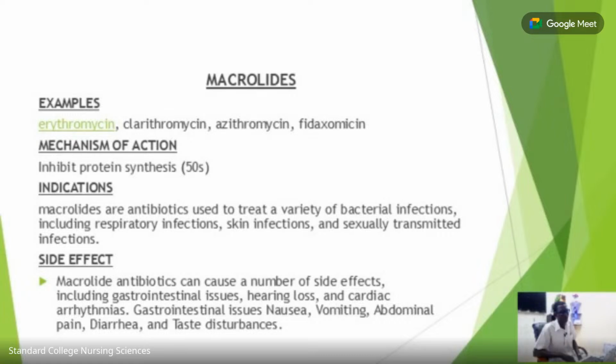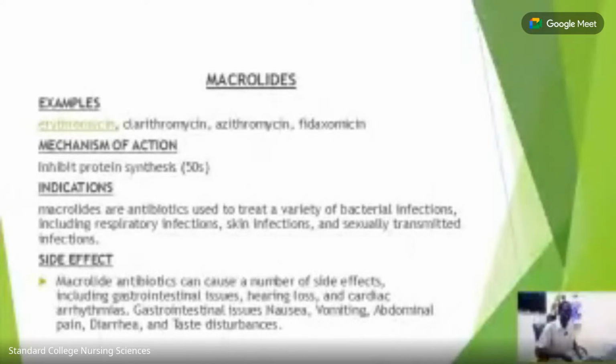Remember I told you, in the cell of the bacteria, we have DNA, and the DNA is made up of protein, and the protein is divided into two. We have the 30 subunit, we have the 50 subunit. Remember, other classes will be mentioning that their mechanism of action is to inhibit protein synthesis. They only affect the 30 subunit, not 50. But in the case of macrolides, they affect the 50 subunit. The 50 subunit is the largest subunit, the largest part of the protein.